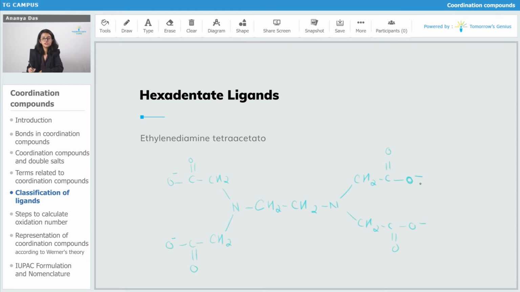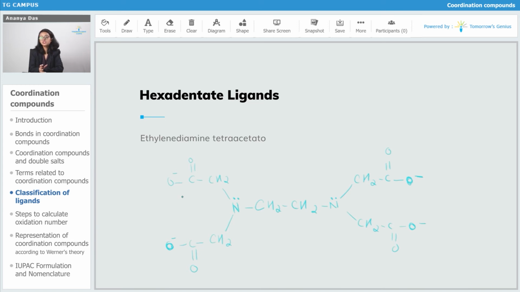So if you count the coordination number or the denticity, this oxygen atom can bind to the central metal atom because it has a negative charge. This oxygen atom also can bind to the central metal atom, so that gives us a denticity of 2 till now. This nitrogen atom can also do the same because it has a lone pair, so denticity of 3. This nitrogen atom also, with denticity of 4. This oxygen atom can also bind, so it gives the denticity of 5. This oxygen atom can also bind, so it gives the denticity of 6. So at a time 6 of its donor atoms can bind to the central metal atom.